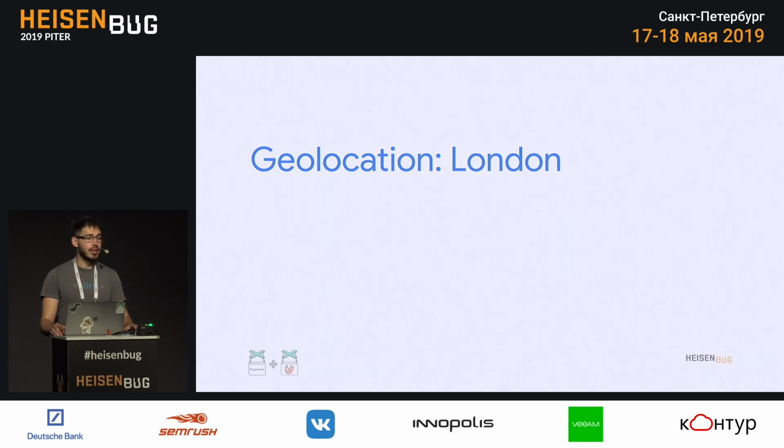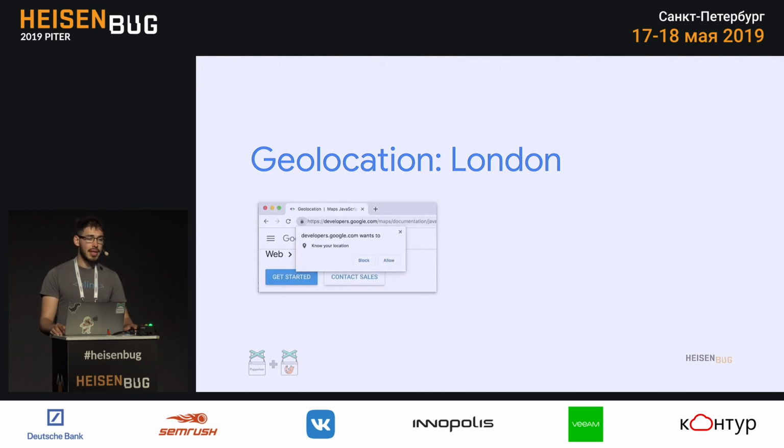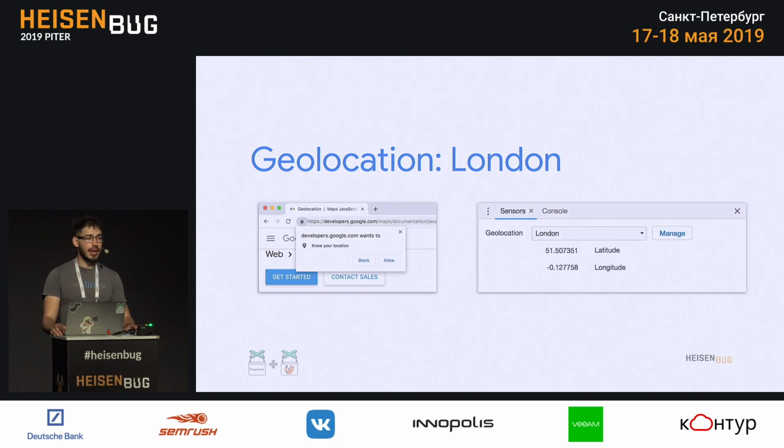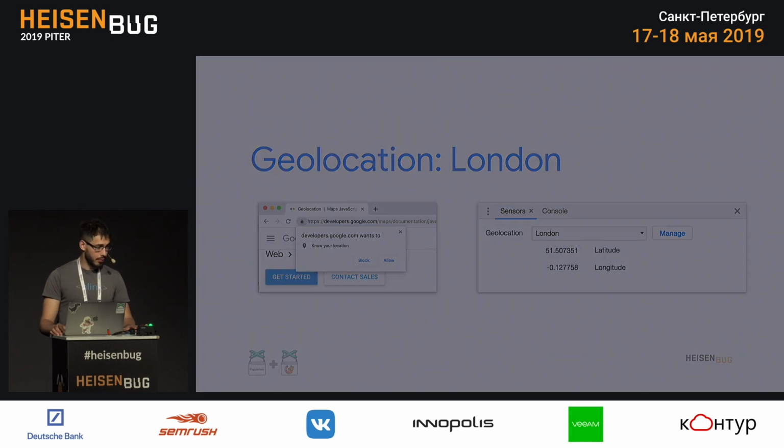Well, let's see what it takes today. First thing I do, I navigate to my website and I grant permissions for it to fetch my geolocation. After that, I can open DevTools and I can simulate London over there. Well, this is the only way, and this is manual. Well, it turns out you can do the same thing with Puppeteer automatically.